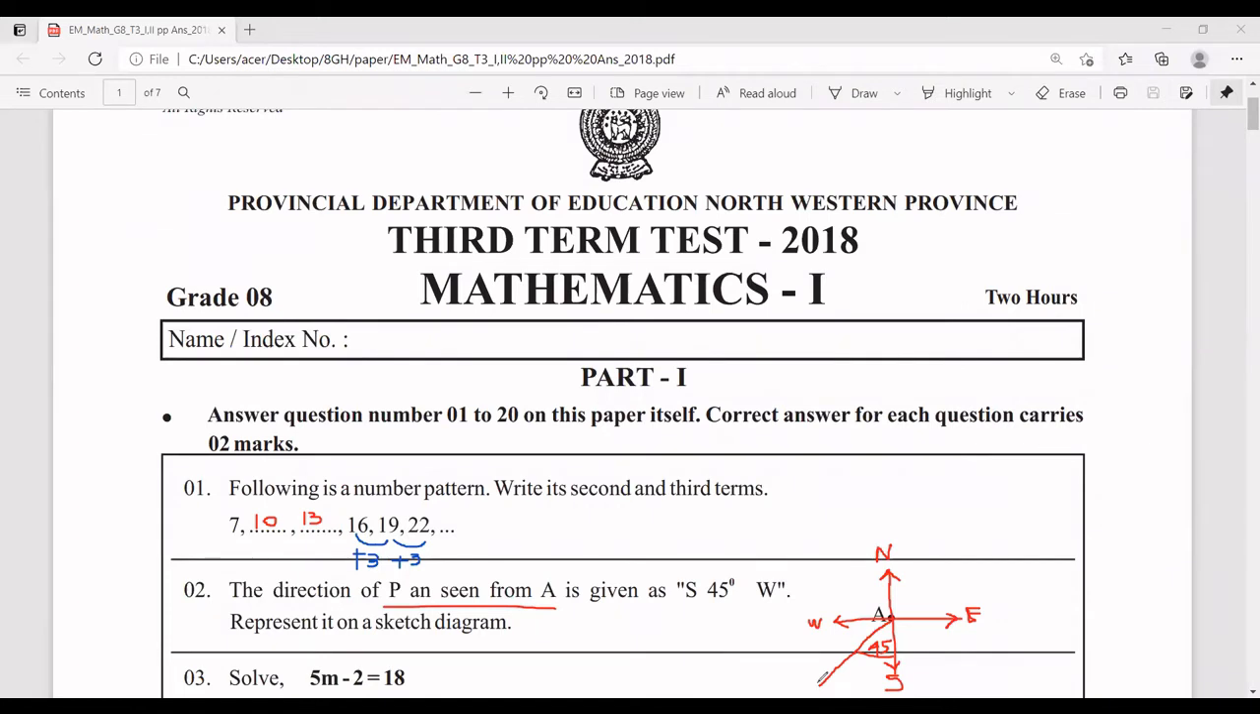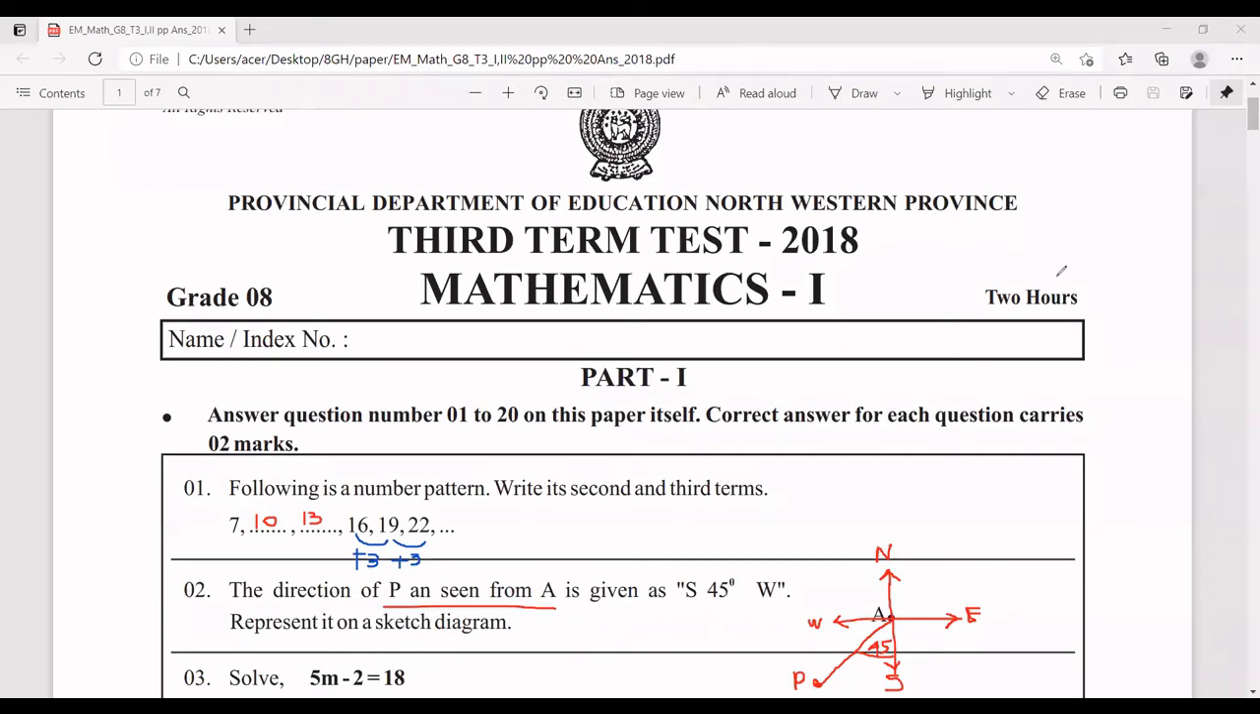S45W. Then here, this is the place of P. This point is A. This point is P. Then you can see P from A in the direction of S45W. Can you understand? One arm is S. Magnitude is 45. So if you have drawn this diagram, you will get 2 marks.